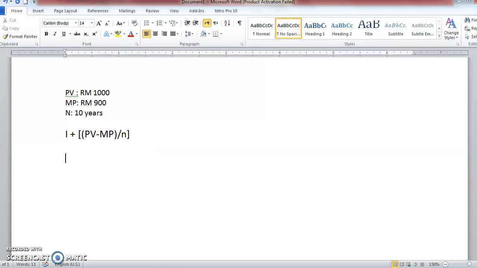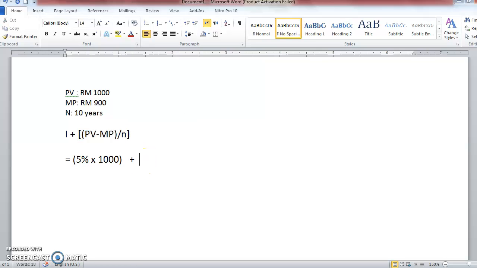So, it will happen like this one. Let's say for the first example, the coupon rate is 5%. This is if you want to calculate the I earlier, times 1000, right? This is just an example. The one that I want to show is this one: PV minus MP divided by N.